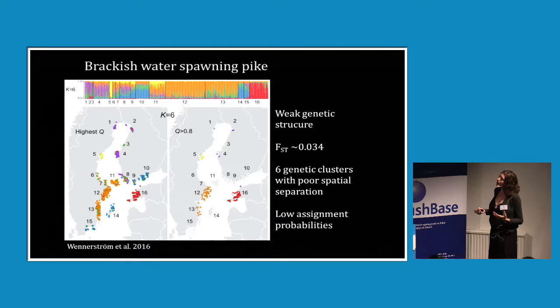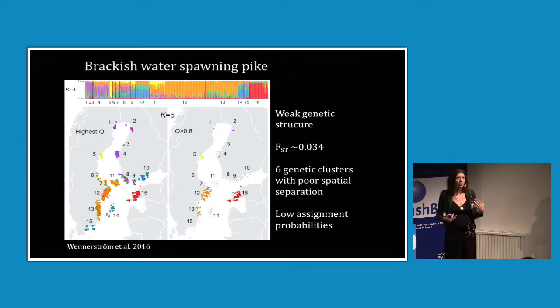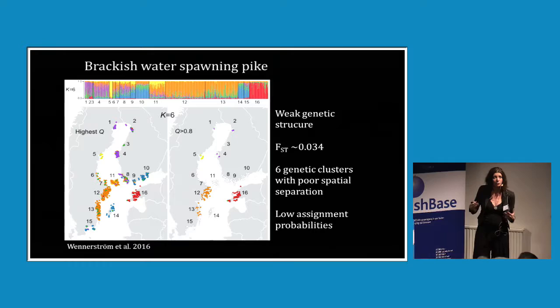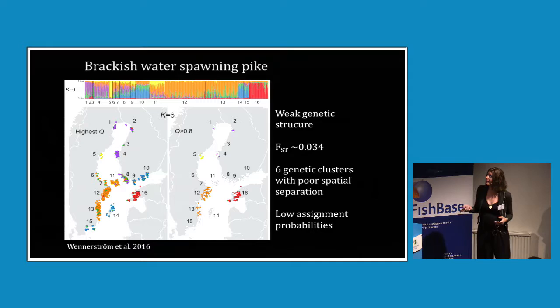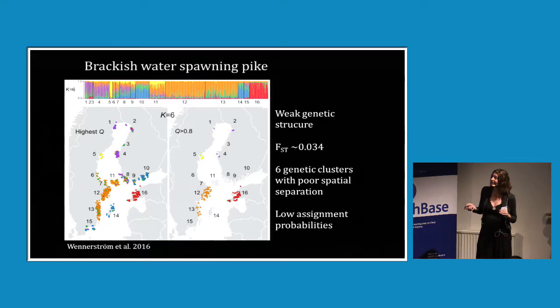And the reason for this is most likely that we actually have quite a lot of gene flow in the system. We have quite a lot of migration and genetic exchange between different areas. And actually, I seriously doubt that this algorithm manages to find genetic groups. Maybe there almost are no clear genetic groups here.